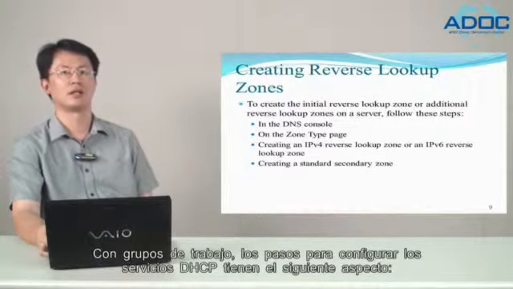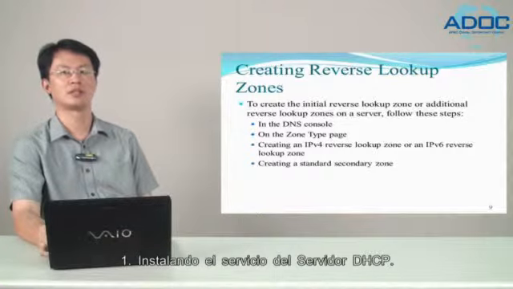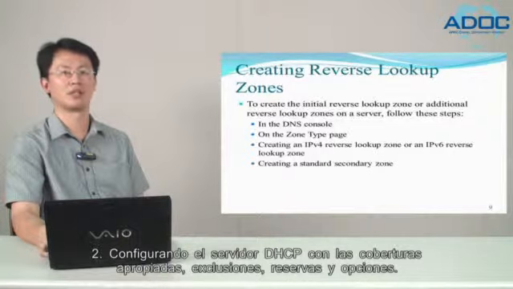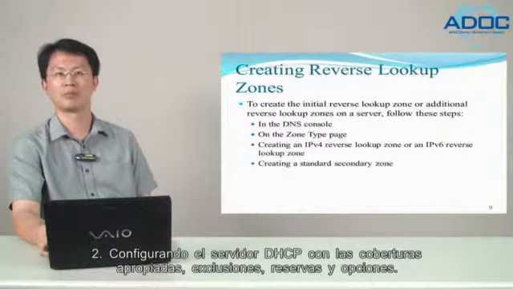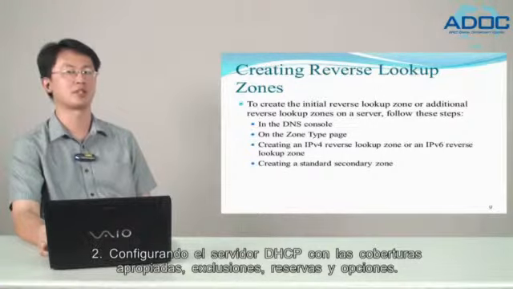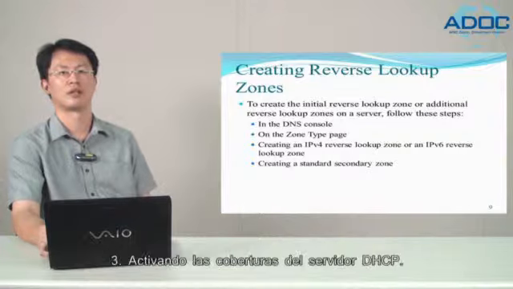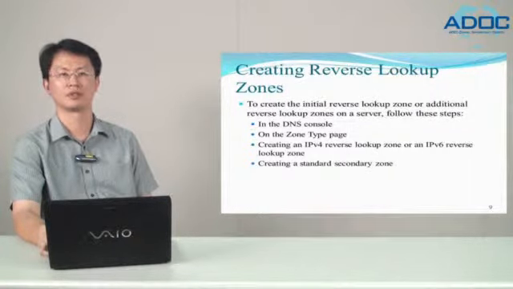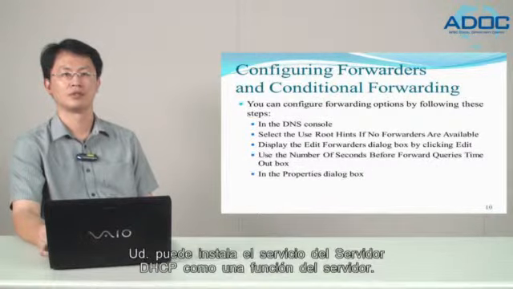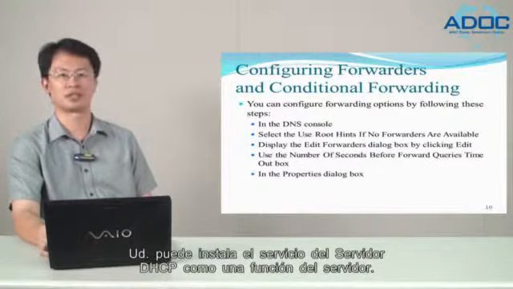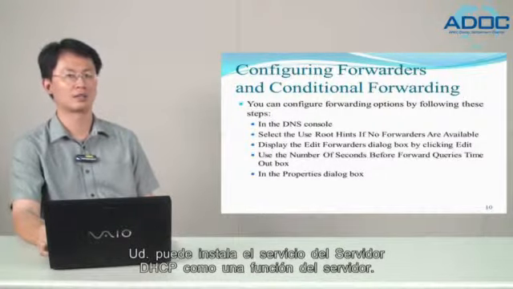With workgroups, the steps for setting up DHCP services look like this. First, installing the DHCP server service. And second, configuring the DHCP server with the appropriate scopes, exclusions, reservations, and options. Third, activating the DHCP server scopes. And you install the DHCP server service as a server role.